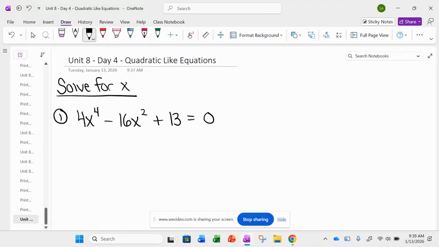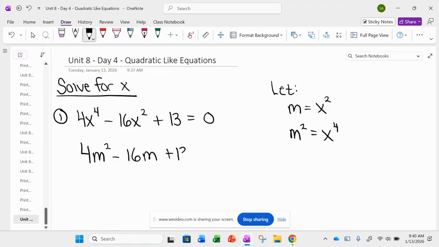But what I'm going to do is manipulate things so I can use the quadratic formula. So what I'm going to do is say let m equal x squared. So if m equals x squared, m squared will be x to the 4th. So now this is going to be 4m squared minus 16m plus 13 equals 0. Now that I've used substitution, can I use the quadratic formula on 4m squared minus 16m plus 13? Absolutely.